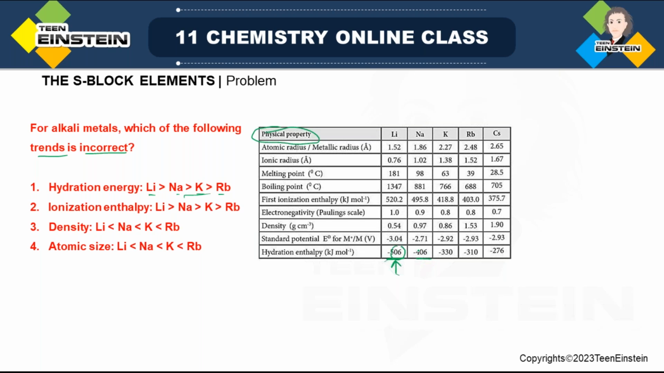Don't consider the negative sign. The negative sign is there because it is energy liberated. That is why the negative sign. But if you simply focus on the numerical value, it is 506, then 406, then 330.